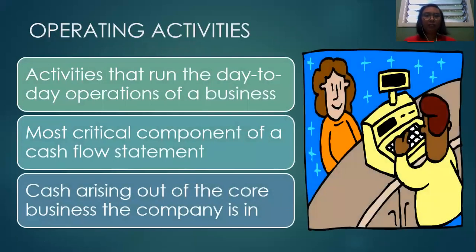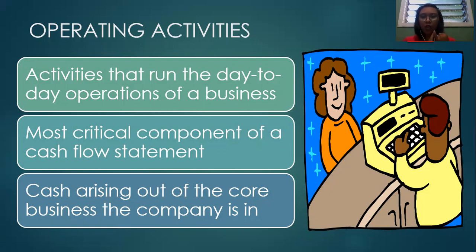Okay, operating activities. Activities that run the day-to-day operations of a business. This is the most critical component of a cash flow statement, and this is referring to the cash arising out of the core business the company is in. So operating activities mainly involve sales, revenue, income, expenses. Those are usually the things that will fall under operating activities.